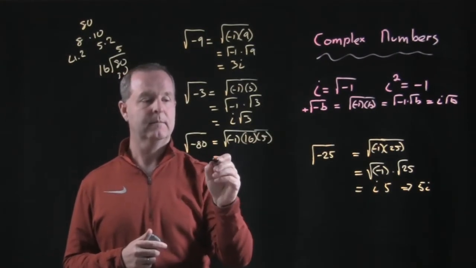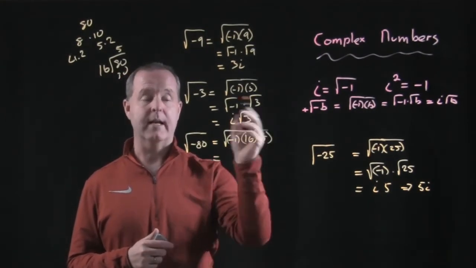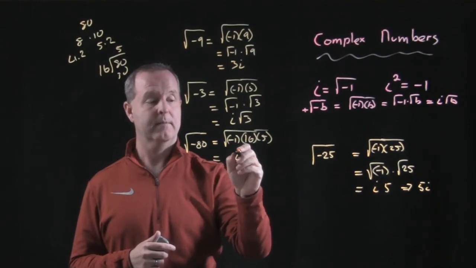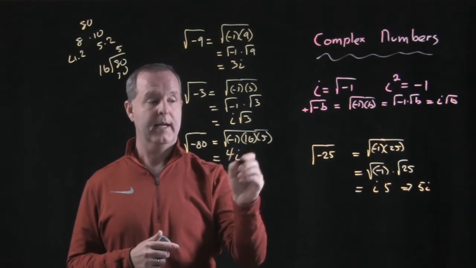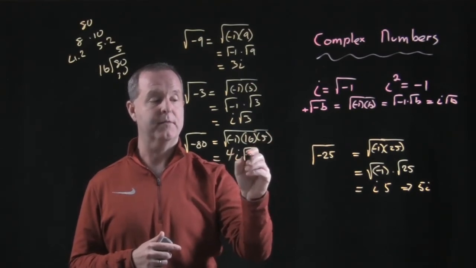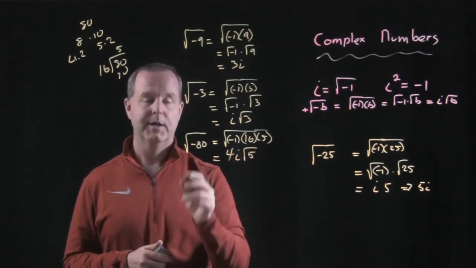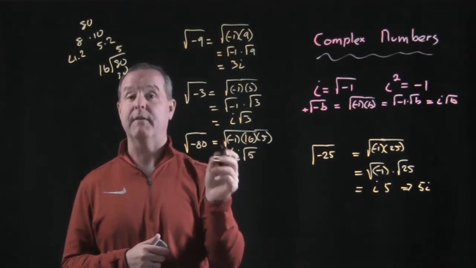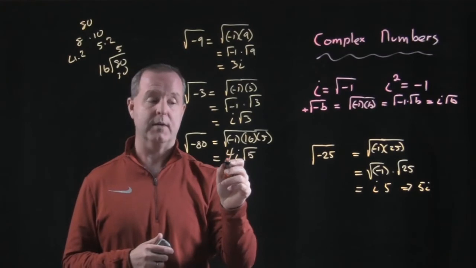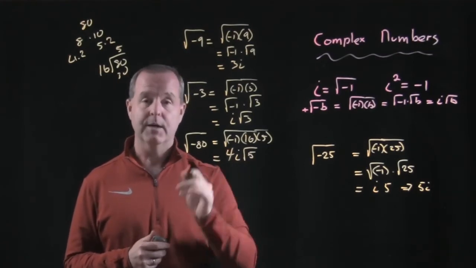From there, the square root of negative 1 is i, so I can pop that out. The square root of 16 is 4. And then I have the irrational part left over, which is the square root of 5. So the square root of negative 80, with a little bit of work figuring out what the factors of 80 were, simplifies to 4i root 5.